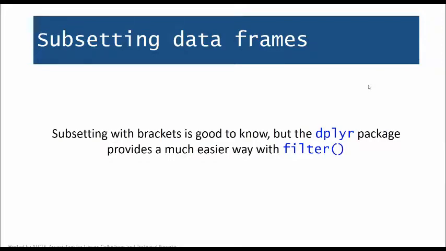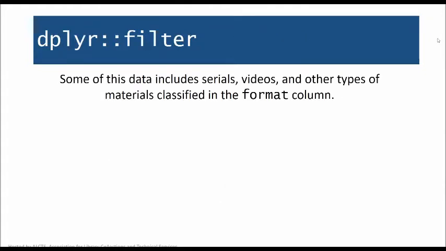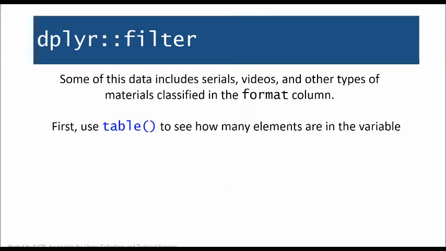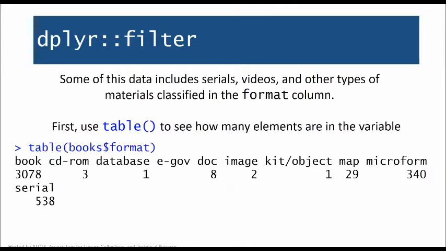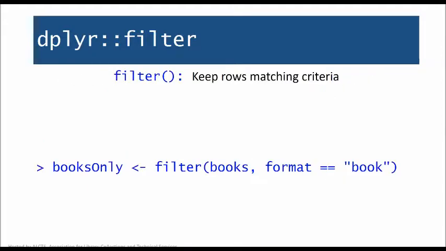Okay, subsetting with brackets is good to know, but dplyr provides a much easier way with the filter function. All right, so let's say that in my format column, I have books, I have serials, I have videos, I have other types of material, but let's say I only want to get books. Well, first I'm going to use table to see how many elements are in this variable. Most of them are books and serials, but there's also some microforms.